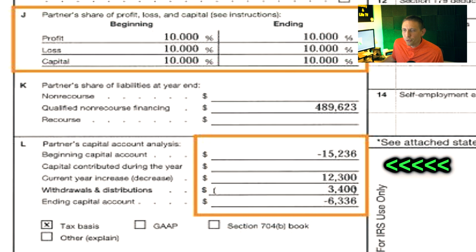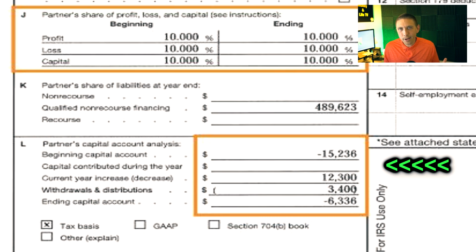Another extremely important part of this form is the partner capital analysis near the bottom. It talks about your capital account, which is basically how much you've invested in the entity and how much basis you have to take losses if the entity is having losses. It shows things like how much capital, or money, you invested into the business this year. That raises your basis or your capital account. If you have net income, that raises your capital account. If you have net loss, that reduces your capital account. Or if you have other increases and decreases in your capital, you would report that there. And also if you take money out, if you withdraw money, that's going to reduce your partner capital account.